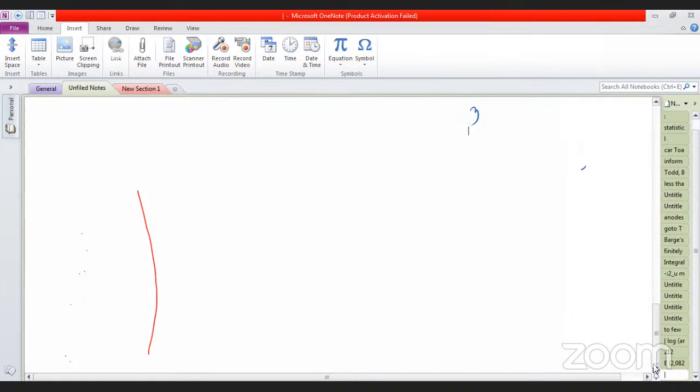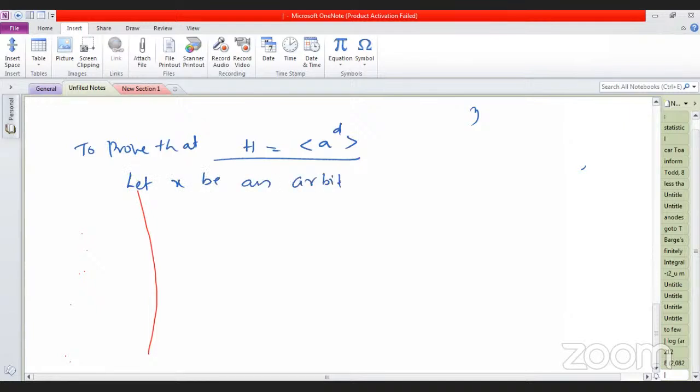So how do we have to prove that? To prove that, we have taken here H equals A power D. So let X be an arbitrary element in H. X equals A power m, where m belongs to Z. So we have to take any arbitrary element.